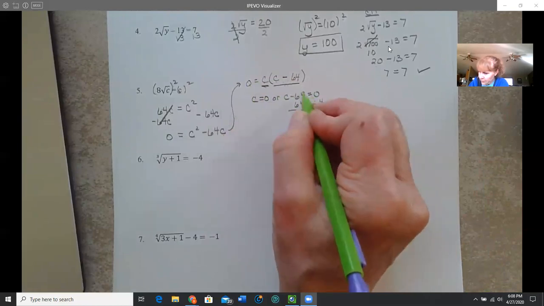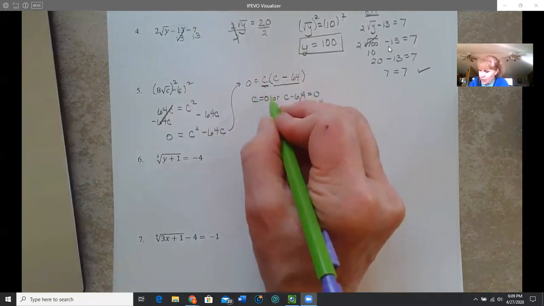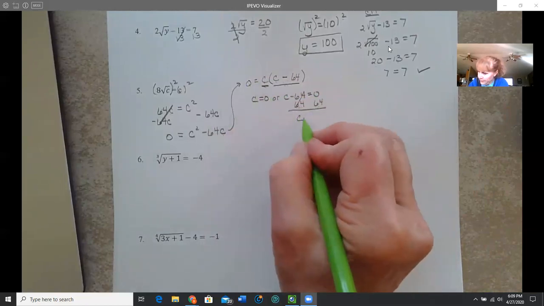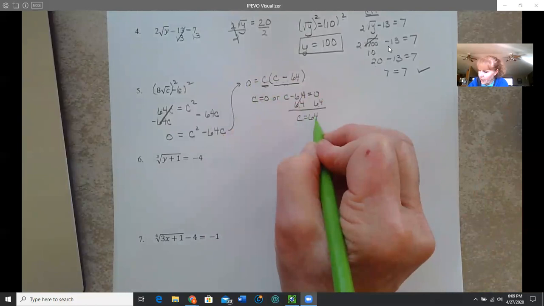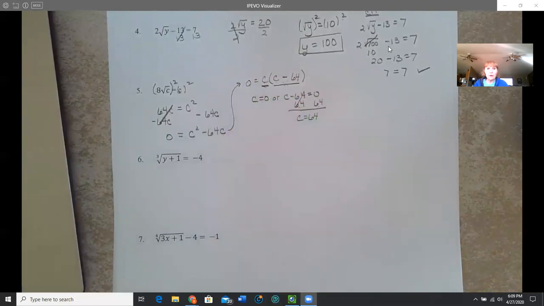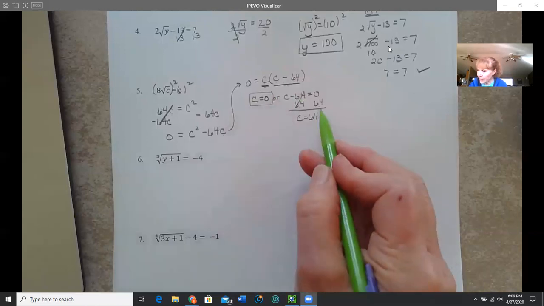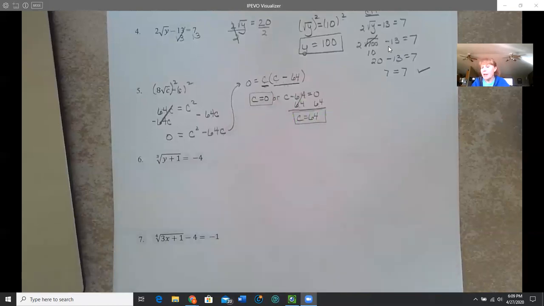Add 64 to both sides over here. Since this one is done, and we just have to check it now. We add 64. Okay. We have either 0 or we have 64. Maybe both of them will work. Maybe only one will work, or maybe neither one of them will work.